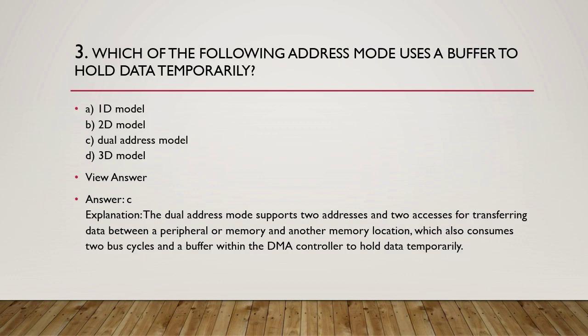Which of the following address modes uses a buffer to hold data temporarily? A 1D model, B 2D model, C dual address model, D 3D model. It's once again the dual address model. It supports two addresses and two accesses for transferring data between a peripheral or a memory and another memory location, which also consumes two bus cycles and a buffer within the DMA control to hold data temporarily.